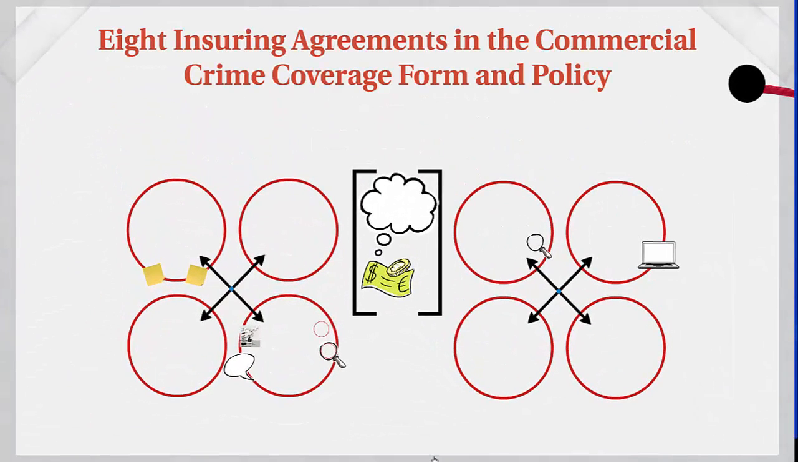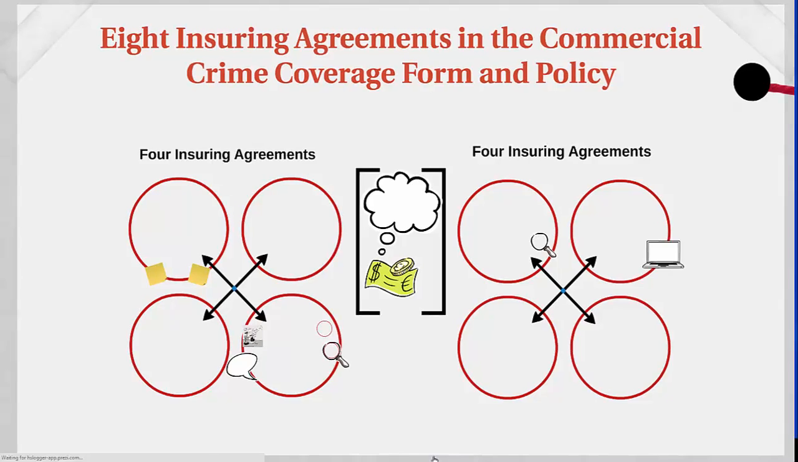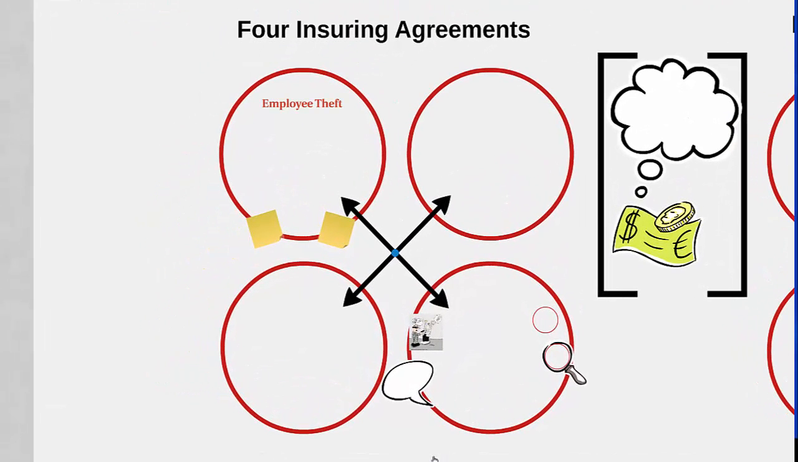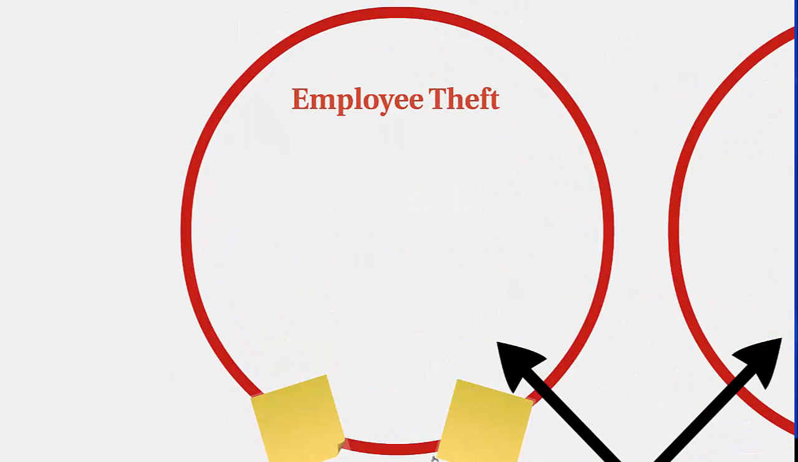So now let's turn to the ISO commercial crime coverage form. There are 8 insuring agreements in the commercial crime coverage form and policy. We're going to talk first about the first 4 insuring agreements, and then we'll look at the next 4. To begin with are employee theft, forgery or alteration, inside the premises theft of money and securities, and inside the premises robbery or safe burglary of other property. Let's start with a look at employee theft.